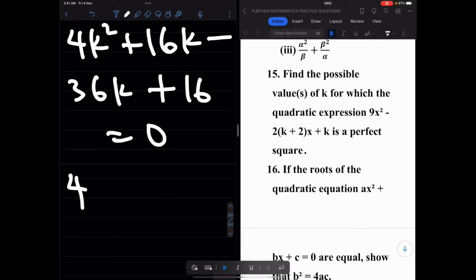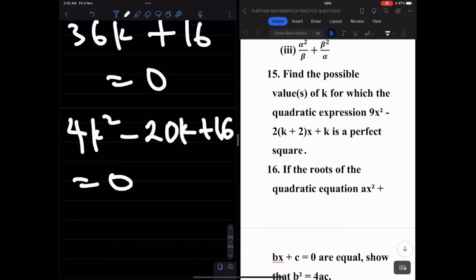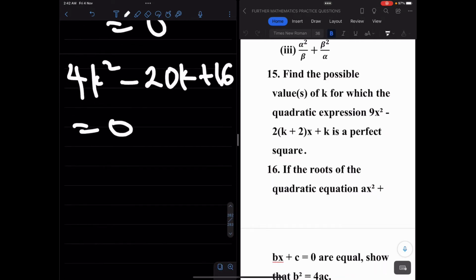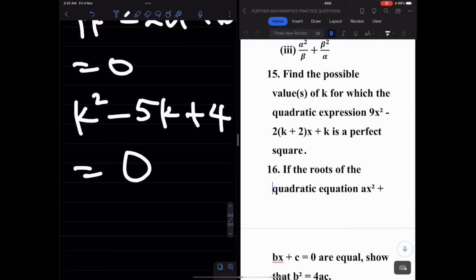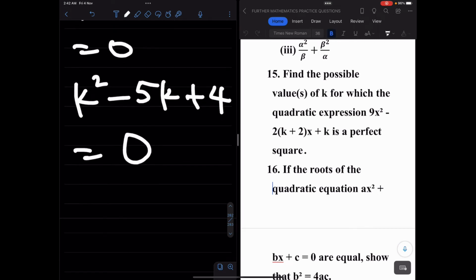This simply means 4k squared, minus 16k minus 36k is going to be minus 20k, plus 16 equals 0. Is there a way we can reduce that? Yes, we can simplify that by dividing through by 4, and that gives us k squared minus 5k plus 4 equals 0.